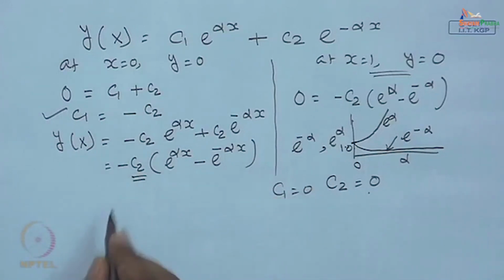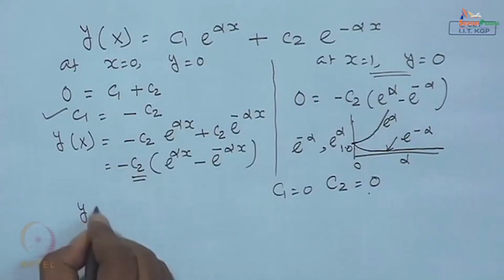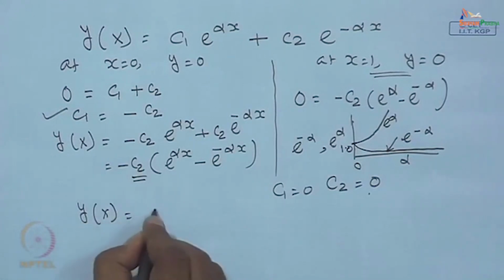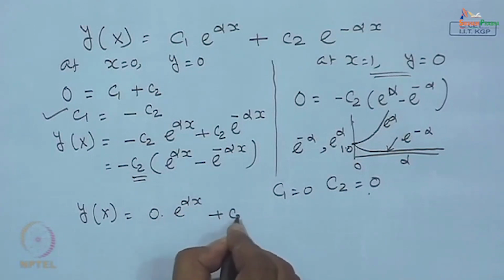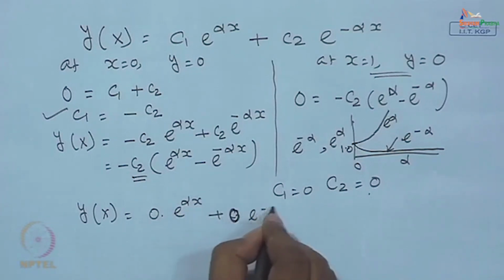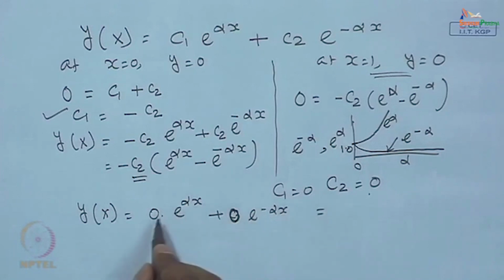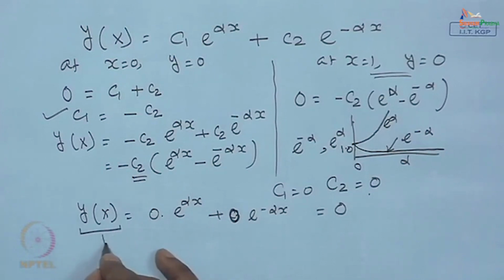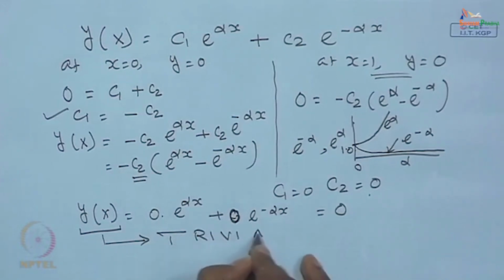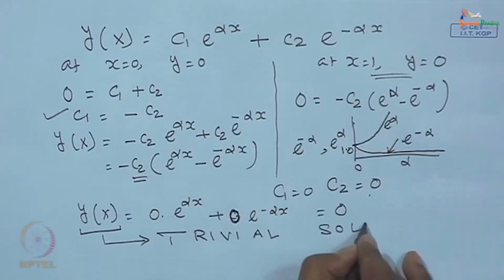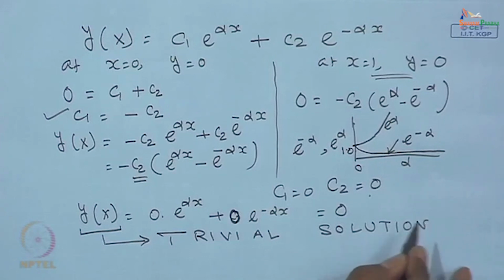So, what is the fate of my solution? The solution is 0 multiplied by e to the power alpha x plus 0 multiplied by e to the power minus alpha x. So, the full solution becomes 0. Again we are landing up with a trivial solution, and we are not looking for a trivial solution, we are looking for a non-trivial solution.